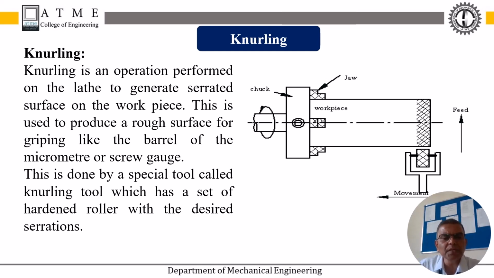Now, knurling is basically the operation performed on a lathe to generate serrated surfaces. As I told you, serrated surfaces on the workpiece. This is used to produce a rough surface for gripping purposes. Generally we observe this in micrometers and even screw gauges, on the barrel portion where the serrated surface is only for gripping purposes. These kinds of operations are done using a lathe machine. This is done by a special tool called a knurling tool, which has a set of hardened rollers with the desired serrations.